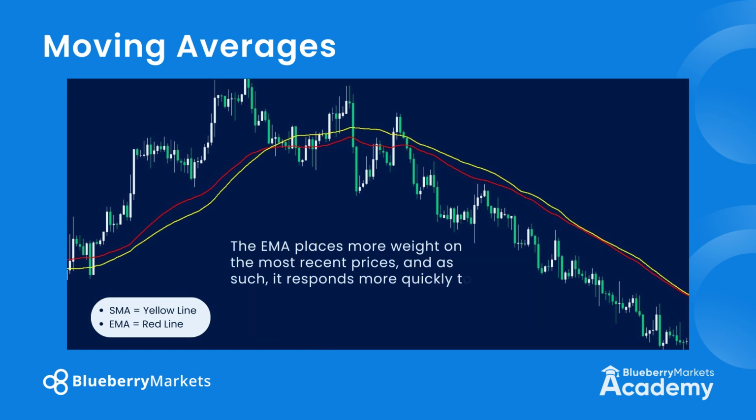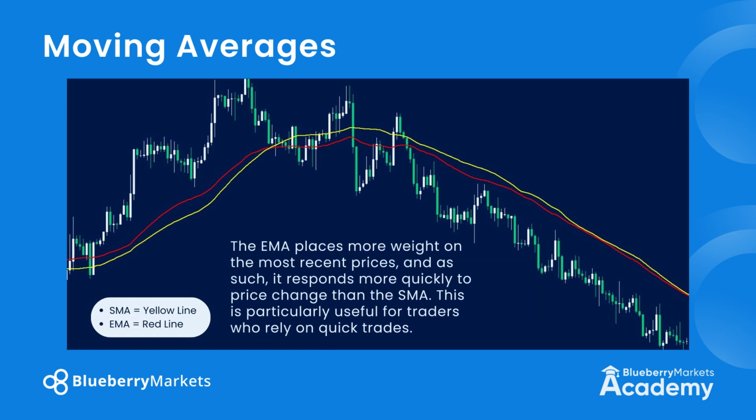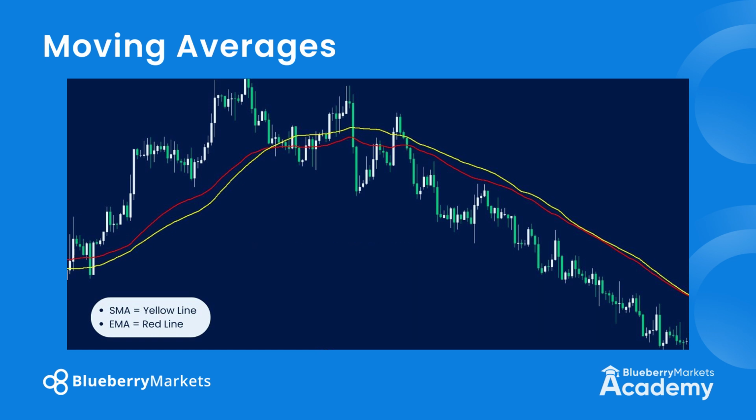The EMA, or the exponential moving average, places more weight on the most recent prices, and as such it responds more quickly to price change than the SMA. This is particularly useful for traders who rely on quick trades. As you can see on the visuals here, the SMA is the yellow line and the EMA is the red line. You can see that the EMA reacts to price a little bit more quickly than the SMA and isn't as smooth as the SMA.